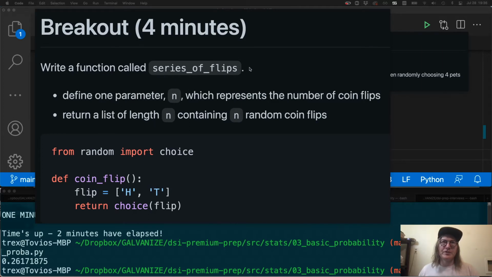This series of flips function needs to populate a list. If you really hit a wall on this, don't worry, that's fine. We're going to be doing a lot of this, but this is sort of like a challenge to see where you're at right now. So I'm just going to set a timer for 6 minutes. Go ahead and code that function.